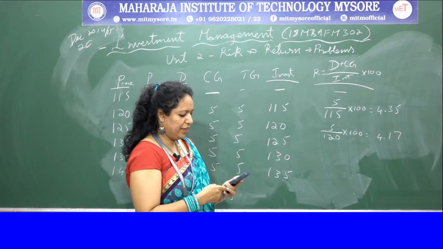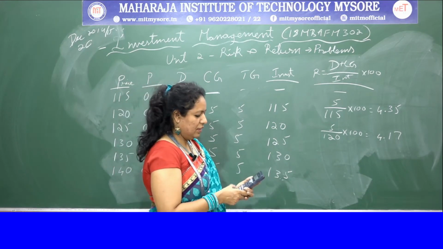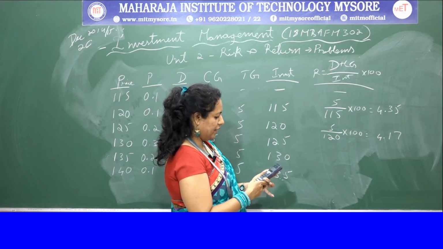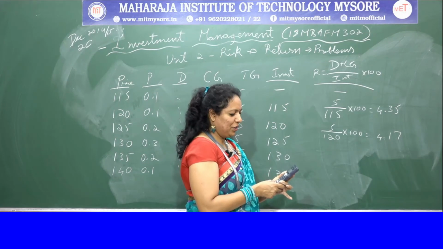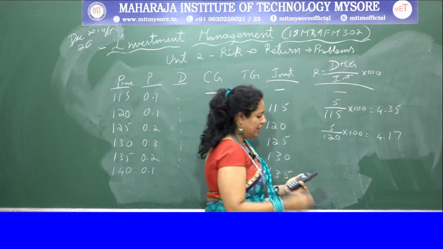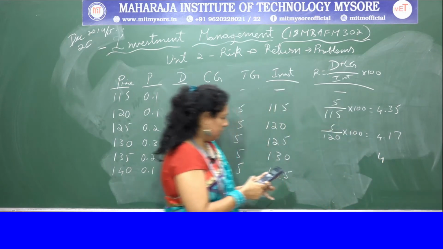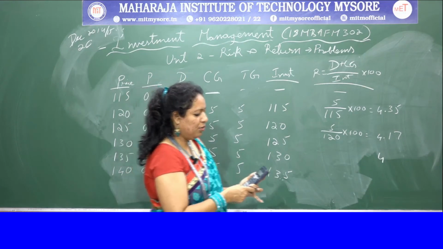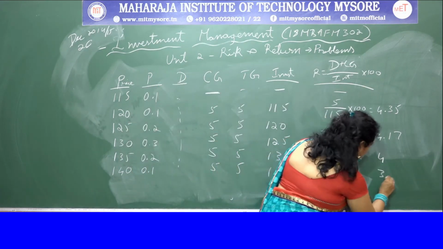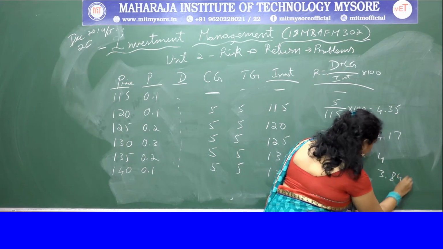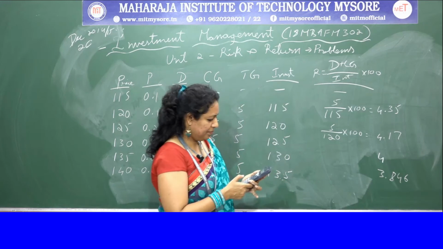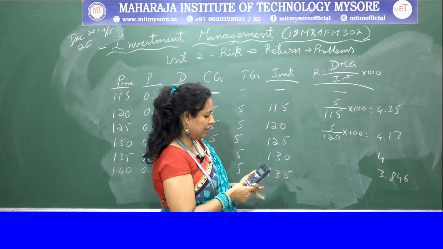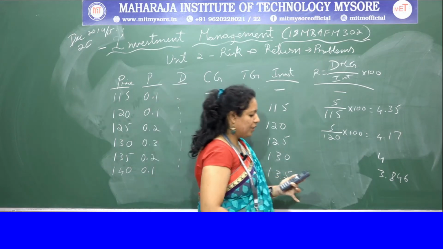5 divided by 125 into 100, you get 4. Sorry, I'm multiplying 5 divided by 125 into 100, you get 4. 5 divided by 130 into 100, you get 3.846. Then 5 divided by 135 into 100, you get 3.70.